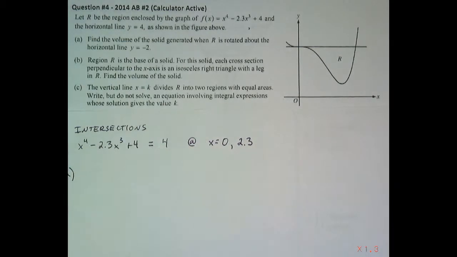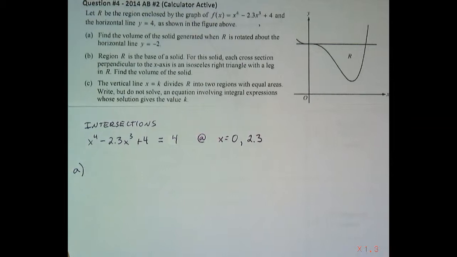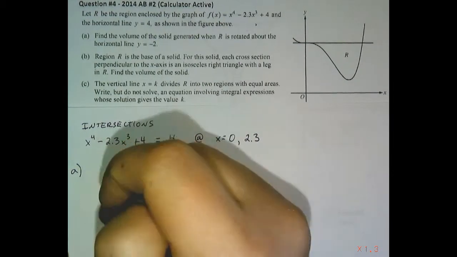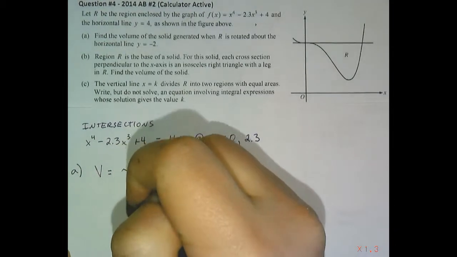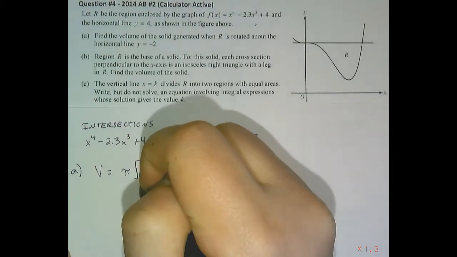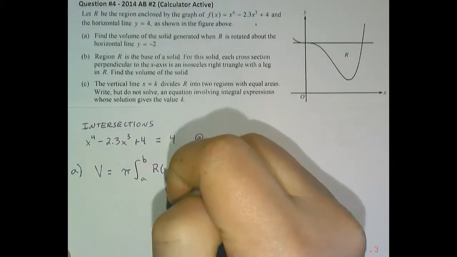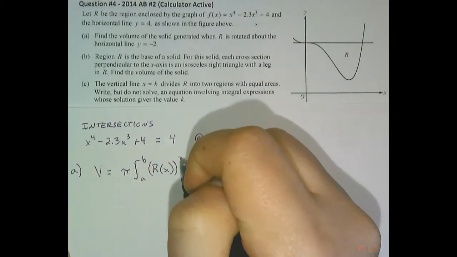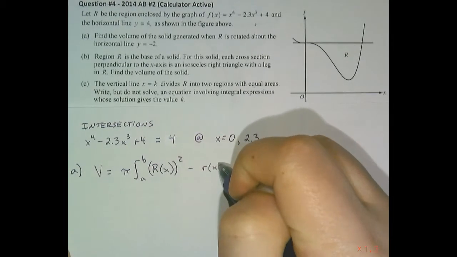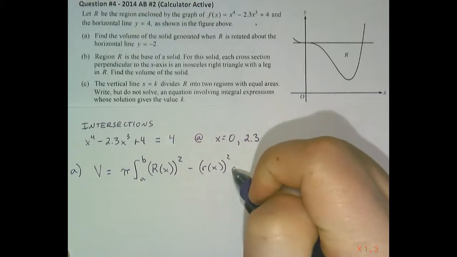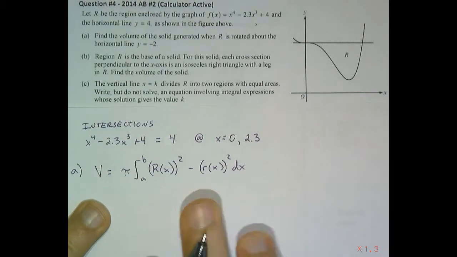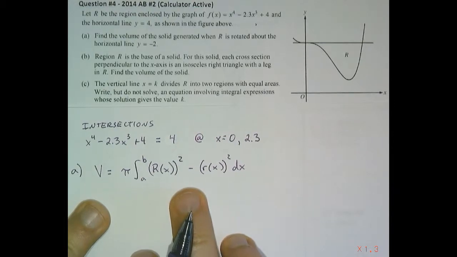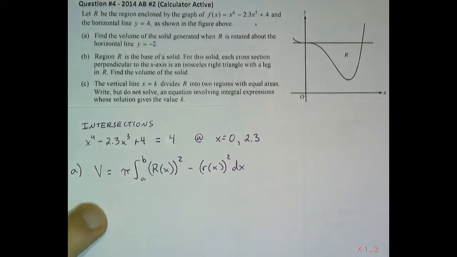Part A, we are doing the volume of revolution. The general formula for volumes of revolution when you're using washers is pi integral a to b of big R of x squared minus little r of x squared dx. We're going to cut to a computer graphic to visualize this region, and then we'll come back and identify the big R and the little r.